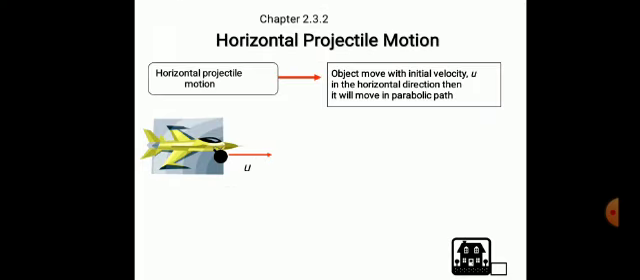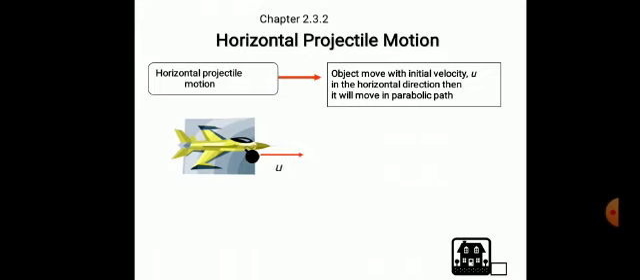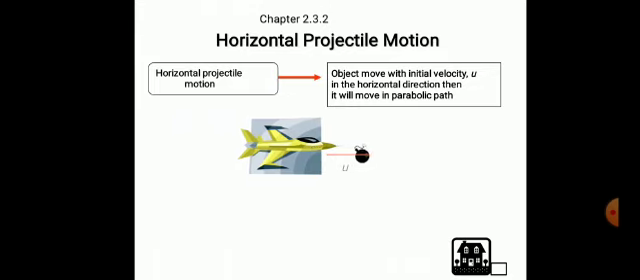Right, so next part, we're going to do the horizontal projectile motion. The concept is a bit similar to the normal projectile motion. The only difference is that you can see the simulation where a bomb is dropped from a plane. So the plane dropped the bomb. And what happened to the bomb? You can observe that the bomb takes a parabolic path, but it starts from the maximum height.